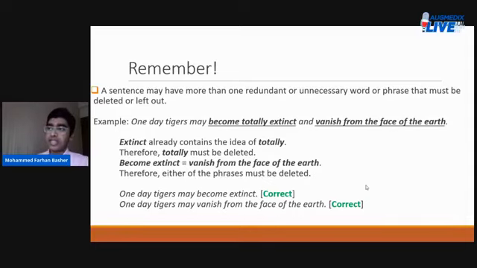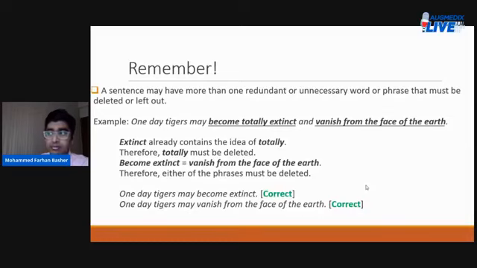Remember, however, a sentence may have more than one redundant or unnecessary word or phrase that must be deleted or left out. So there can be multiple redundant words, multiple redundant phrases in a sentence. So you have to be very thorough, check your sentence and make sure that you have deleted all the redundant words or phrases in your sentence, okay?